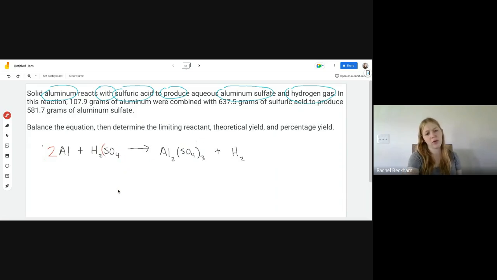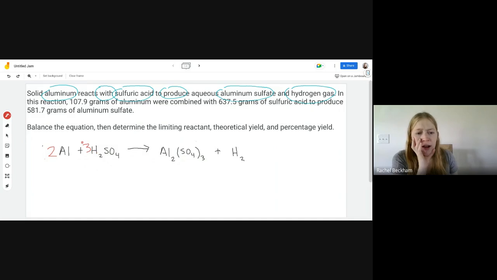Like SO4. So I'm going to put a 3 in front because I know when that multiplies out, now I've got 3 sulfurs here, right? Same here. I've got 3 sulfurs. 3 times 1 is 3. I know that I have 12 oxygens here, 3 times 4. And 12 oxygens, 3 times 4.